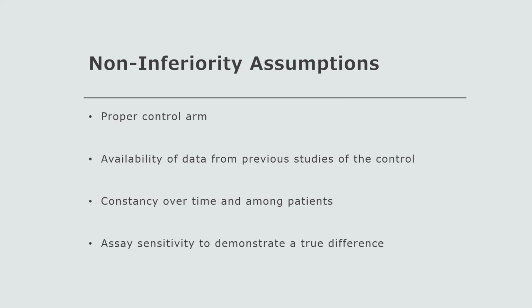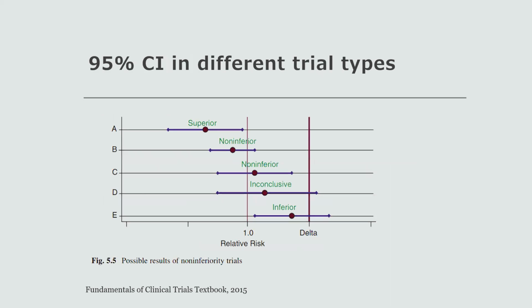When you're talking about non-inferiority trials, you always have to think about the interpretation. And I really like this figure from the Fundamentals of Clinical Trials textbook. I think maybe it's worth it to just discuss it once again. So here you have the relative risk. Sorry, my pointer doesn't work that well. From 1.0, so no difference. And now we are looking at the point estimate and the confidence interval.